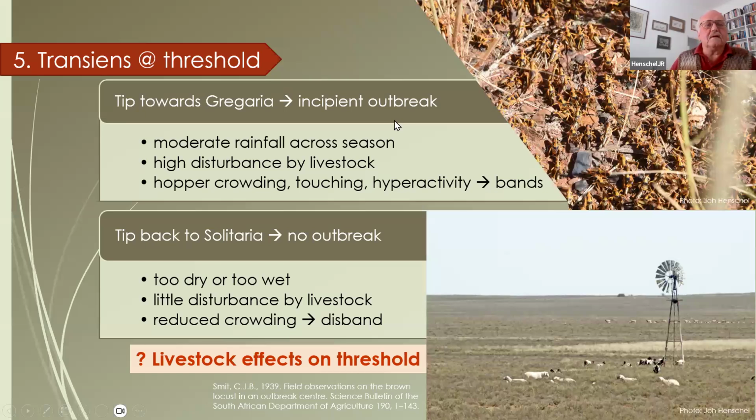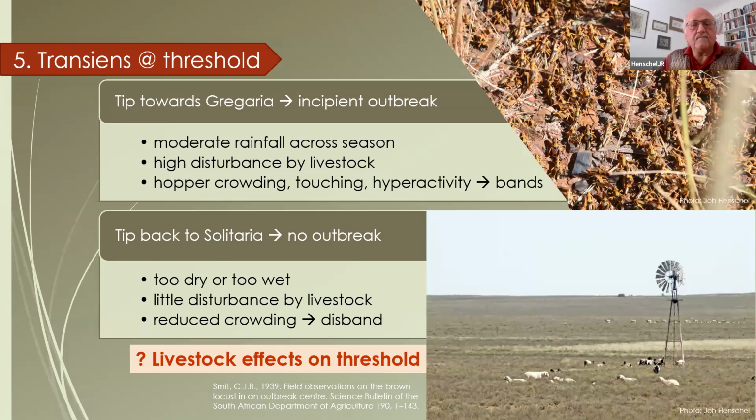The interesting thing is that there is this threshold, a generation that's between the solitaria and the gregaria. They tip either to the gregaria when the conditions remain suitable, not too much, not too little, so it's a Goldilocks type of situation. Livestock disturbance also enhances it.